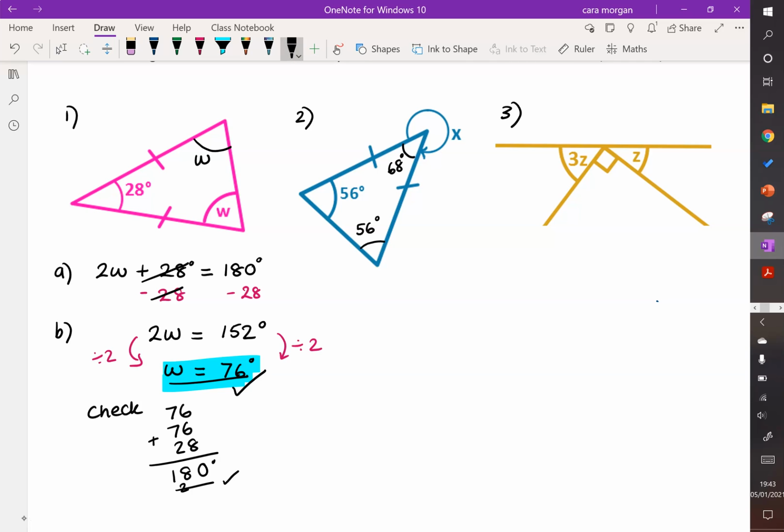So I think the equation that I would like to write down is about the fact that angle x add 68 degrees must make a full turn. In fact, x add 68 degrees must make 360 degrees. That's the equation that I'm going to write down. I'm then going to solve it. So I'm going to subtract 68 from both sides.